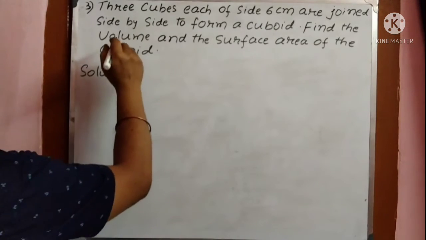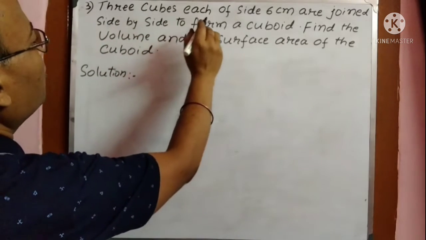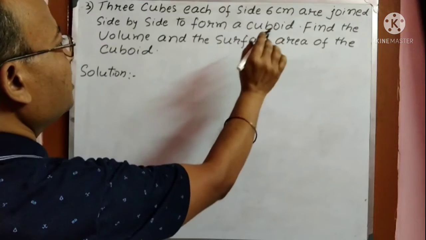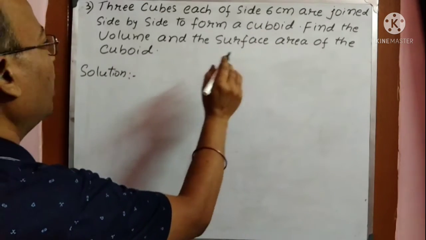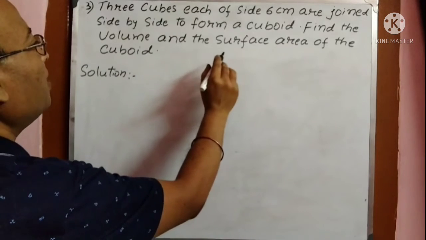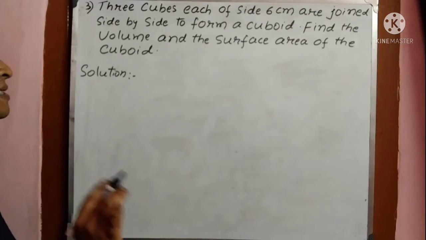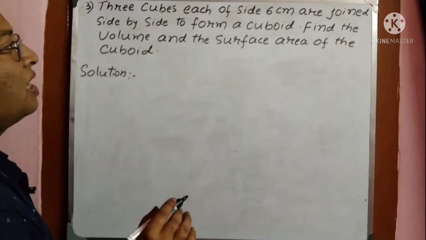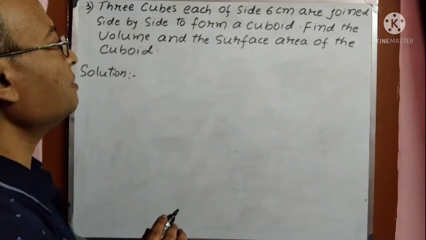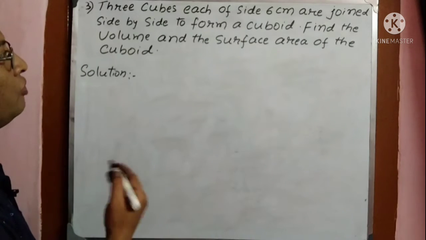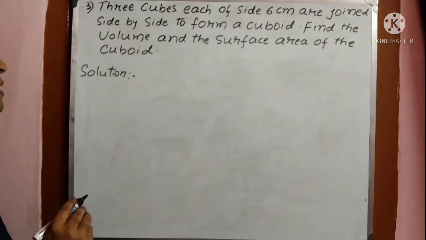Now next question 3. This is a very interesting question. 3 cubes of each of side 6 centimeter are joined side by side to form a cuboid. Find the volume and the surface area of the cuboid. Now 3 cubes are attached side by side of side 6 centimeter. Okay. Now we need to find the volume and surface area of the cuboid.